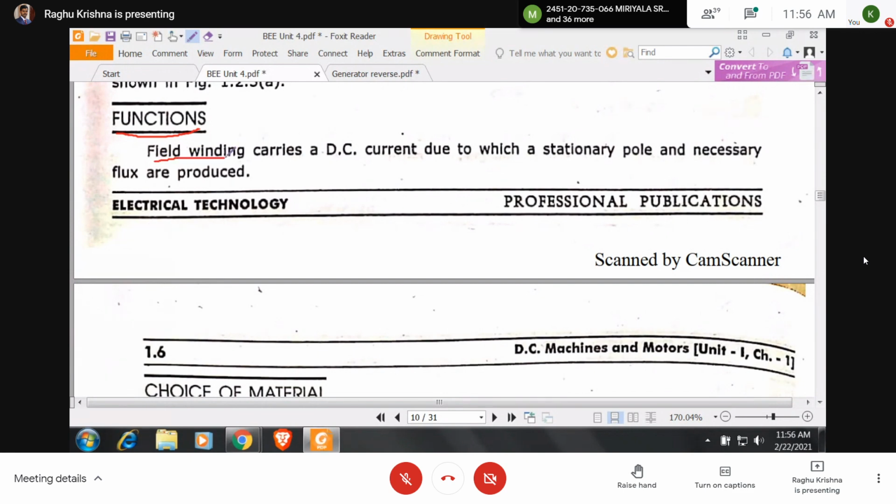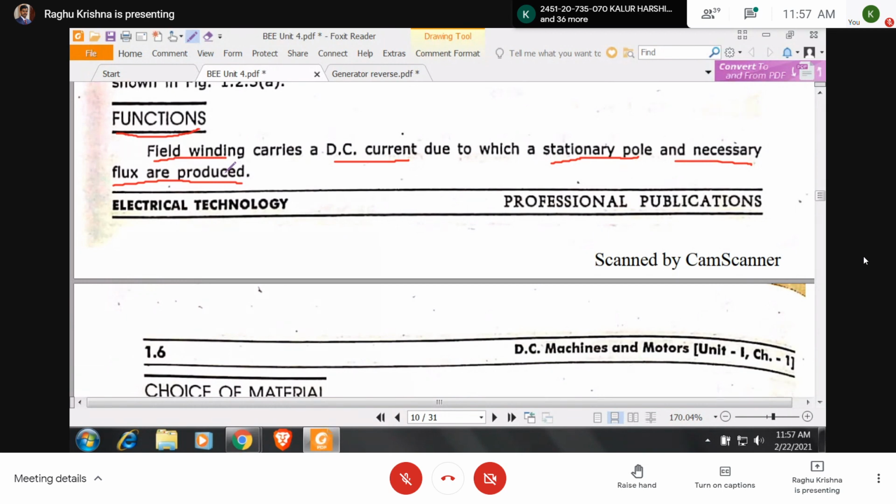Field winding carries a DC current. So here we are going to pass a DC current through the field winding, due to which stationary poles and the necessary flux are produced.